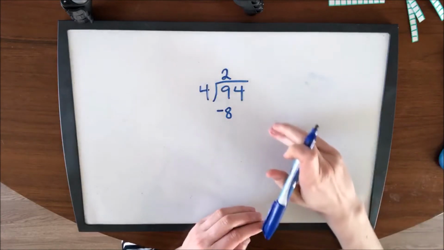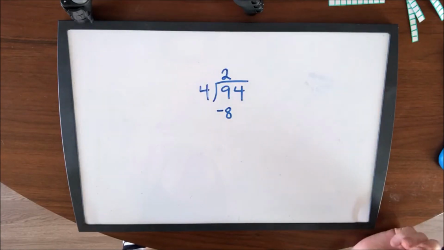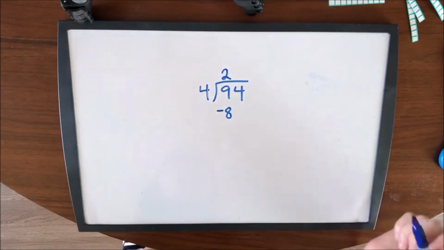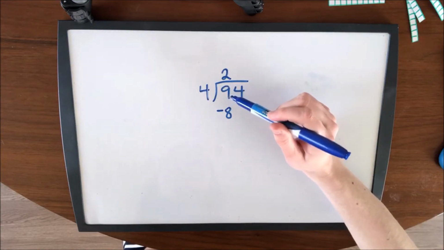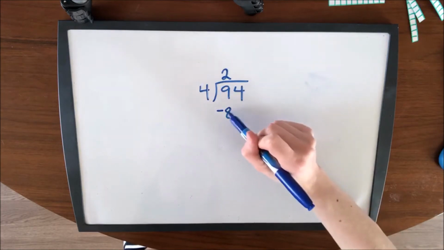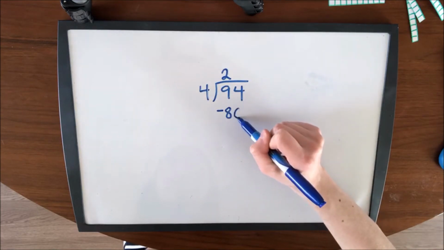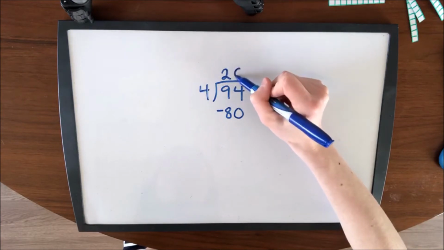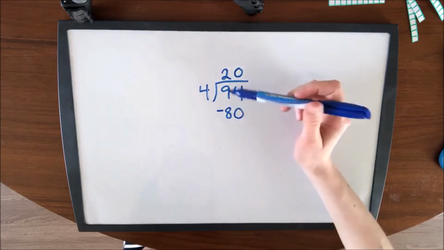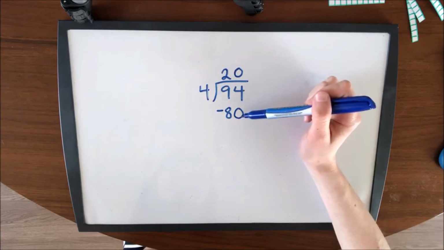It's important that I remember when I'm doing division and multiplication that this 9 is not actually a 9. This 9 is a 90. So I am not just going to write 8 here. I'm actually going to write 80. And I'm not just going to write 2 here. I'm actually going to write 20. So now I have 4 times 20 equals 80.